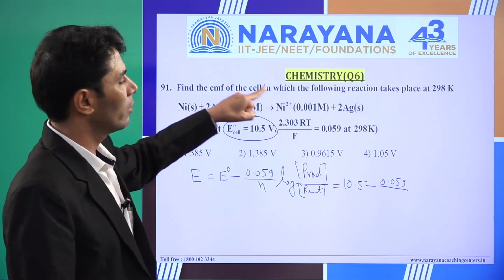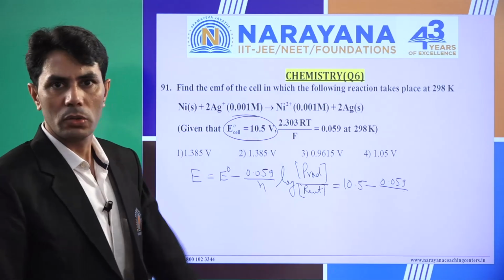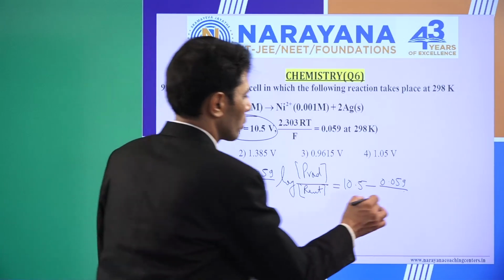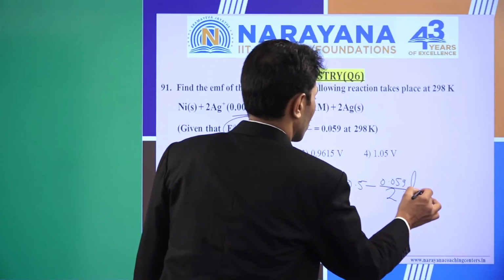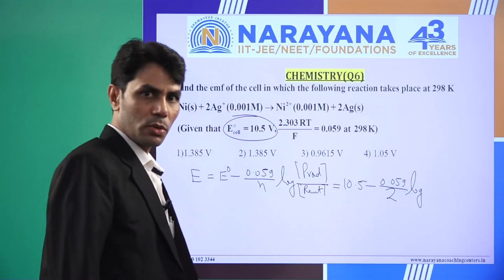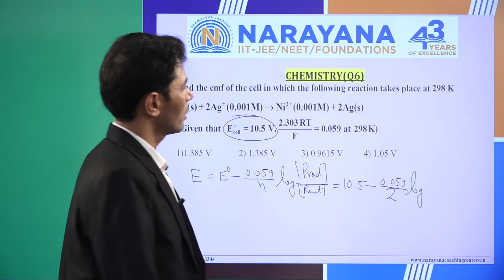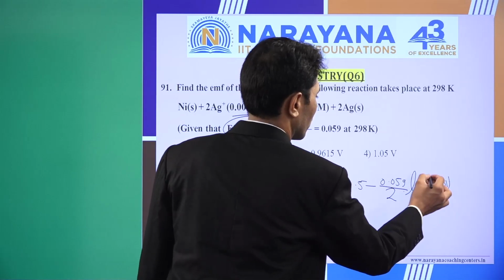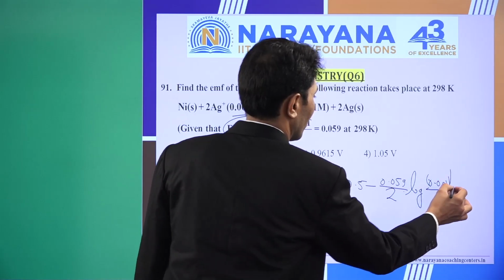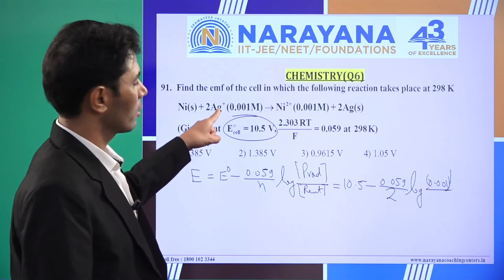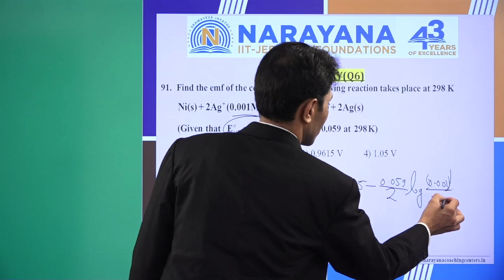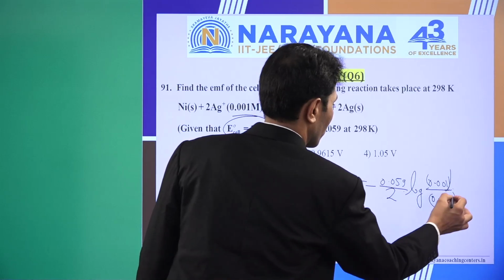Ni is going into Ni+2. It means it is donating 2 electrons. And silver is absorbing 2 electrons. There are 2 silver. So you can say 2 log the concentration of product. What is product here? Concentration of product is 0.00001 raised to power 1 divided by concentration of silver, and that is 0.001 raised to power 2.